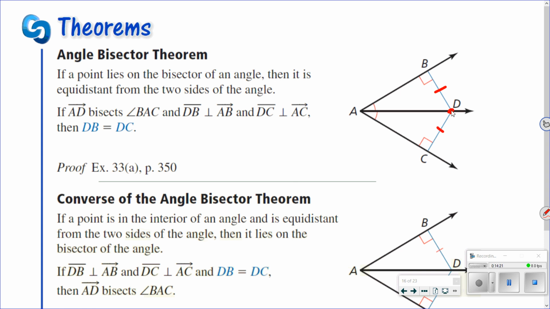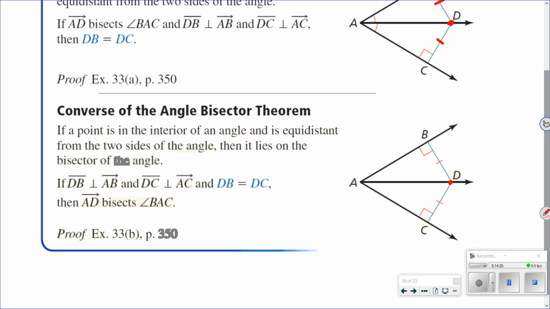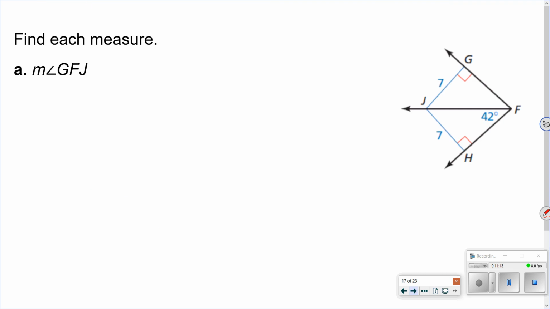The converse is also true. If you have a point D and it's equal distance from the 2 sides, that means this has to be the angle bisector. So if it's on the angle bisector, it's equal distance from the 2 sides. If it's equal distance from the 2 sides, then it has to be on the angle bisector. So here's a couple of examples that go along with that.